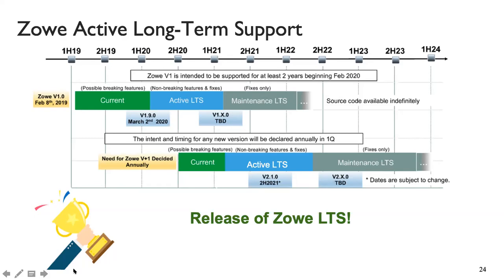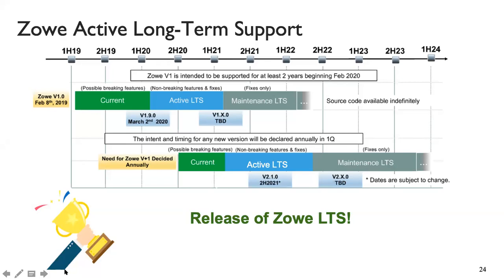Now there is a point in time, and the graph here implies it's roughly halfway through the 2-year period. It might be longer than that, but there will come a time when we will declare a maintenance long-term support, which from that point forward will be fixes only and not necessarily enhancements.